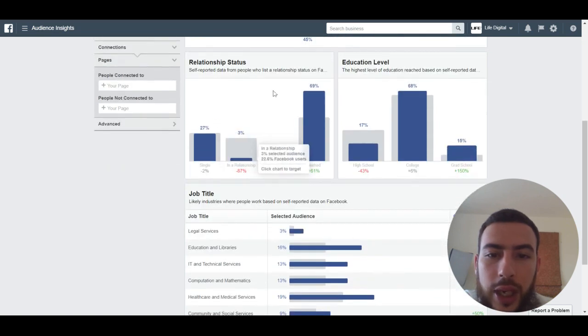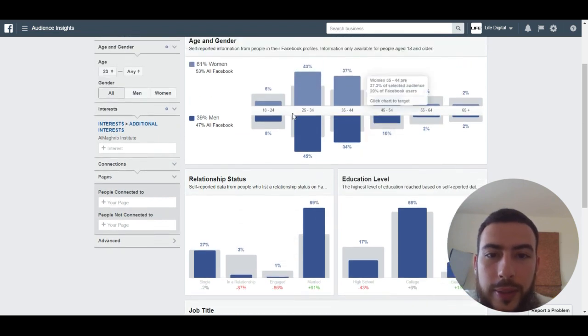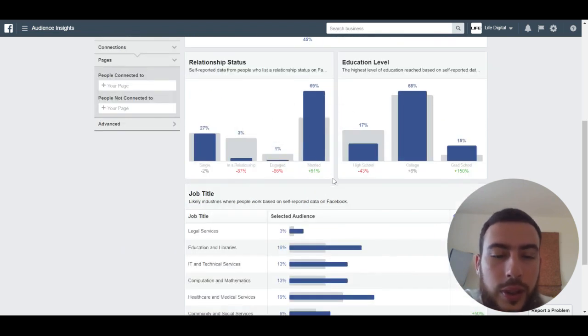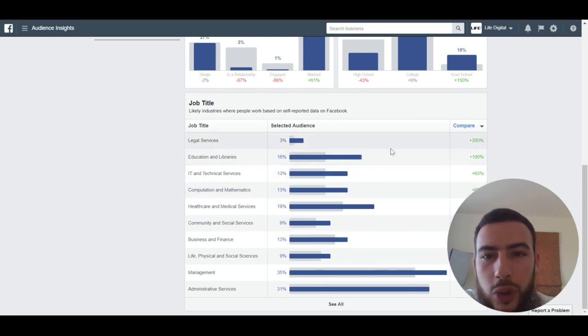I can look down here, relationship status. So most of them are married. Obviously, that's what you would expect, right? If somebody is 25 and above and they're Muslim, Muslims tend to really emphasize getting married. Education level, you've got that information here. So a large portion of them, compared to the average on Facebook, have been to grad school or they've got a postgraduate degree.